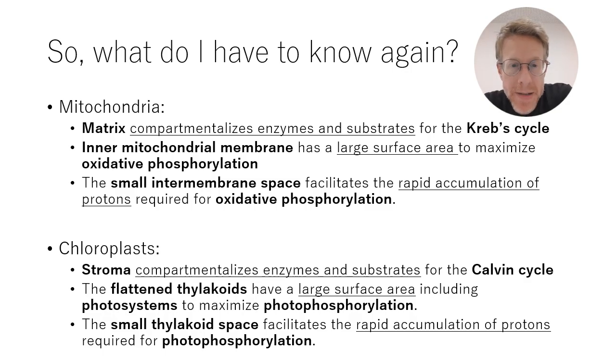In the chloroplasts, we have analogous structures. So the stroma is what's compartmentalizing enzymes and substrates, in this case for the Calvin cycle, sometimes called the light-independent reactions. The flattened thylakoids, which form the grana, have a large surface area, which includes all these photosystems which collect light, maximizing this process of photophosphorylation. And the small thylakoid space allows rapid accumulation of protons required for photophosphorylation, which makes ATP, which is required to make the Calvin cycle possible.